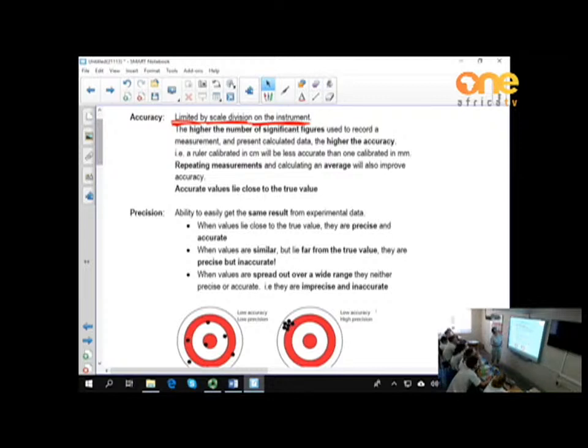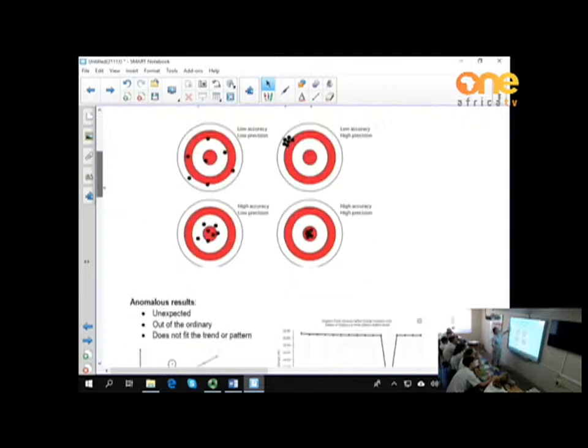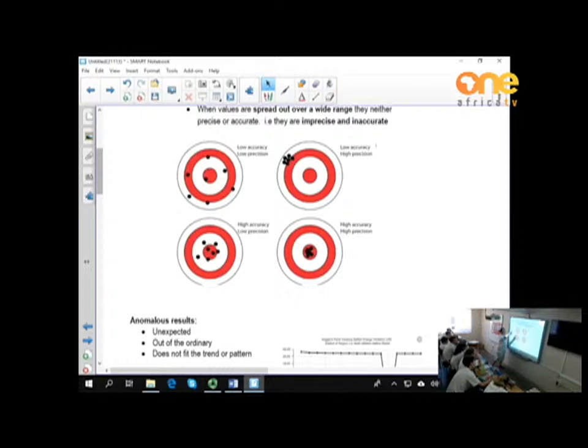Repeating measurements and calculating an average will also improve accuracy. Accurate values lie close to the true value. Here I've got a bullseye. If I am trying to hit the bullseye of the target, that's the true value. If I am accurate, all my shots hit the bullseye. It hit the true value, as close as possible to the true value as it can get. If I am inaccurate, it's because my readings are far away from the true value.